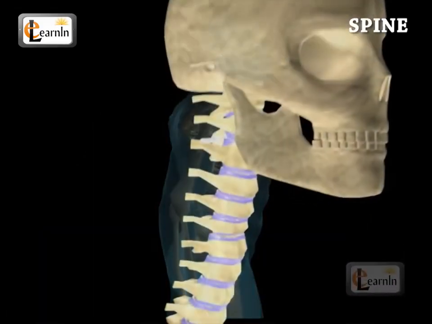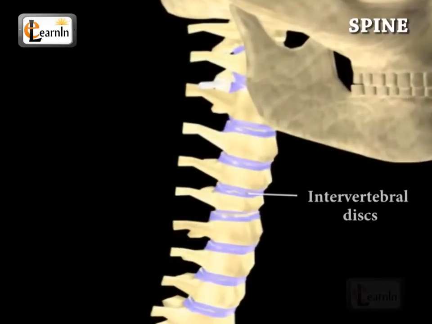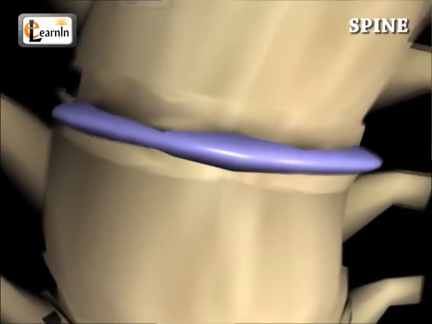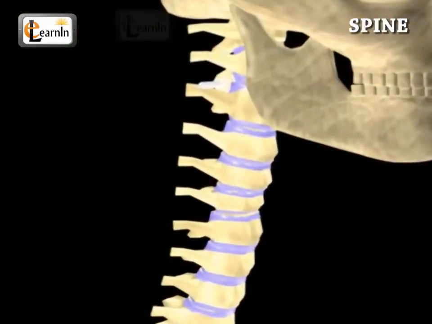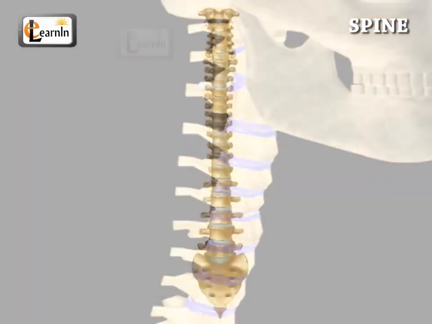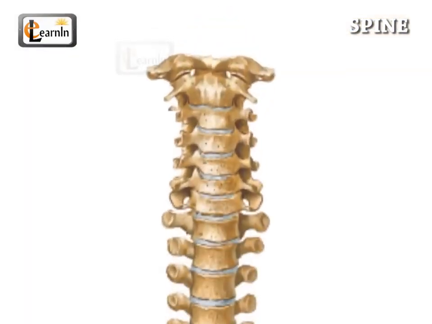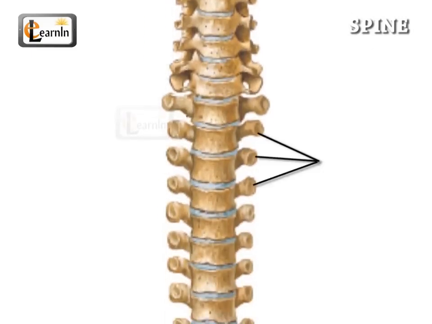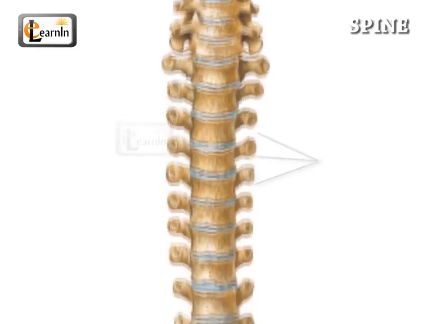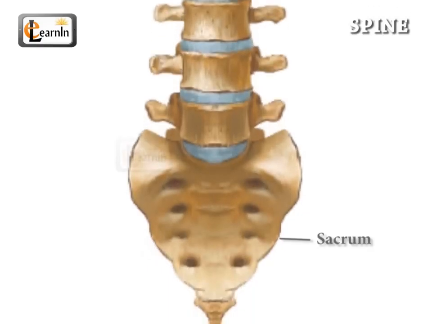Each of the vertebrae is supported by a fibrous disc, known as the intervertebral disc, that acts like a cushion between the bones. The body of the vertebrae provides a resting place for these fibrous discs. The vertebrae increase in size from the neck downwards, that is, from the second cervical to the first thoracic. There is a slight decrease in the next 3 vertebrae, and then again there is a gradual increase in size till the sacrum.